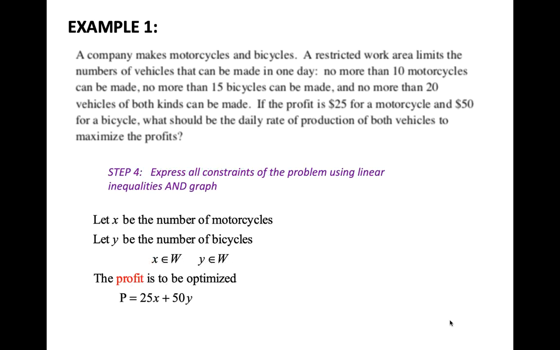The last step that we're going to work on at this stage is to express all the constraints that we see within the problem using linear inequalities, and then we'll graph them. So when it says no more than 10 motorcycles, that means x is less than or equal to 10. No more than 15 bicycles, y is less than or equal to 15. No more than 20 vehicles of both kinds, x plus y is less than or equal to 20. Those are what we call the restraints or constraints on the optimization problem that we're looking at.